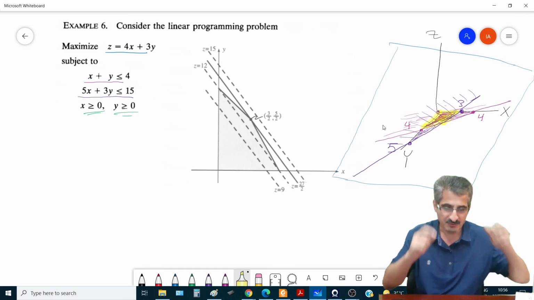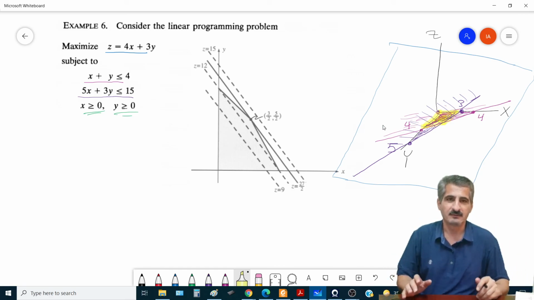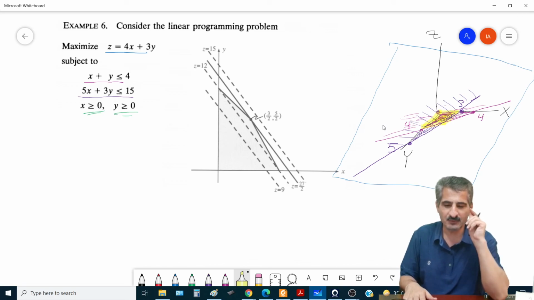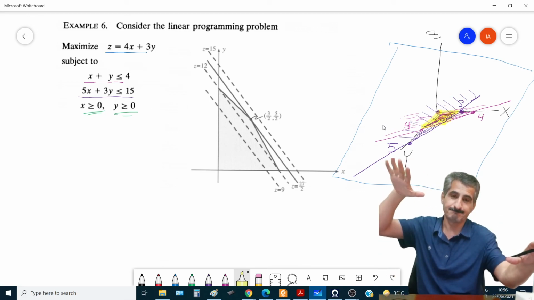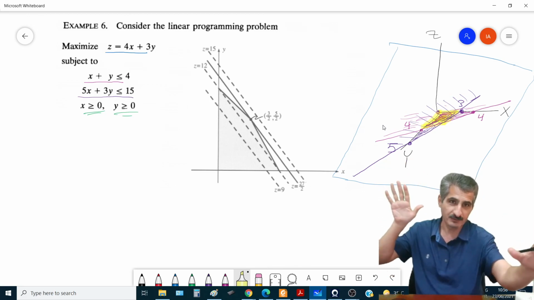Good. Okay. Excellent. Did you imagine it now? The ordered pairs I am allowed to use are from this yellow region. Now go to the plane. The plane is flying somewhere.